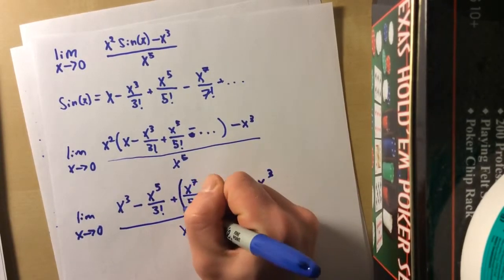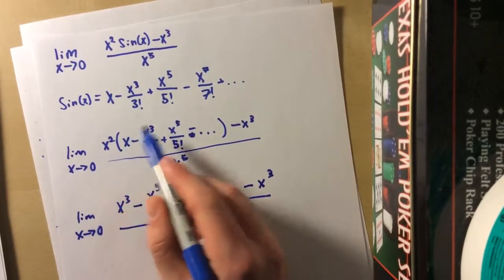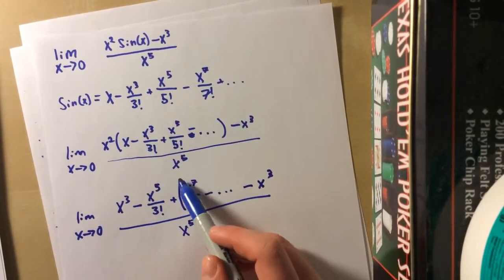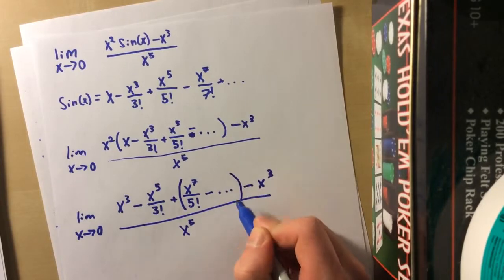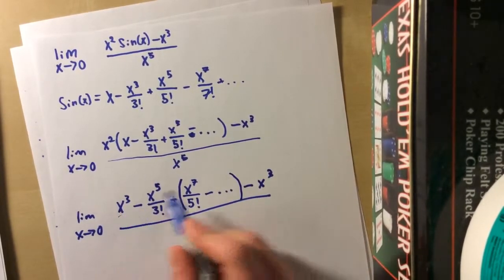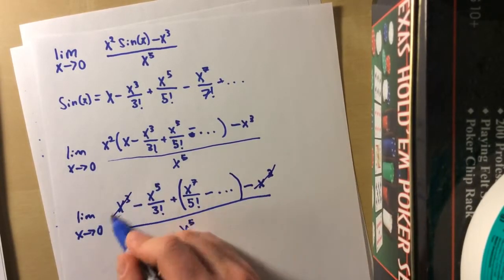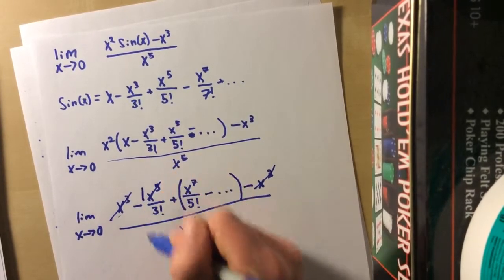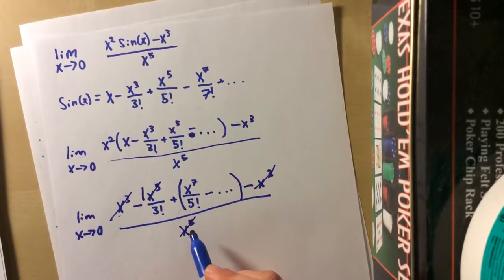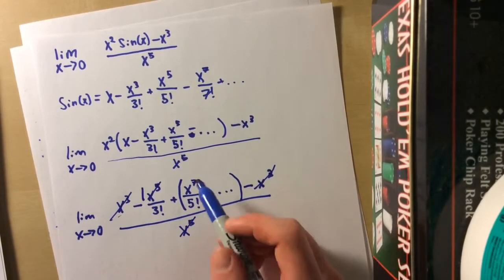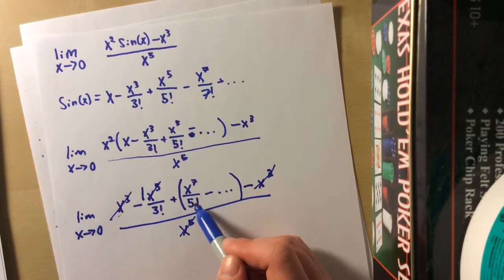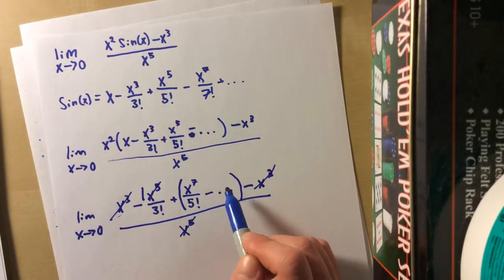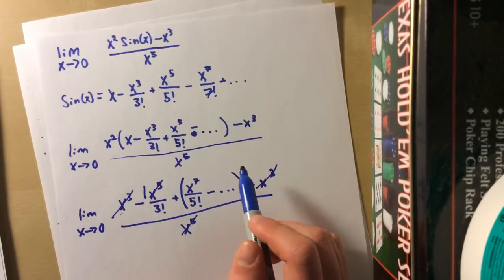And watch this. Remember how I put these parentheses around that to signify that that was the power series for sine x? I'm going to write that right here. Because look at this. This x cubed cancels out with that negative x cubed. And this x to the fifth cancels out with that x to the fifth down there. And what we're left with is x to the seventh over 5 factorial minus, that's going to be x to the ninth over 7 factorial, and the powers of x are just going to increase.